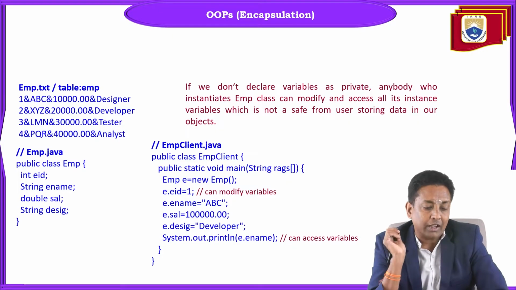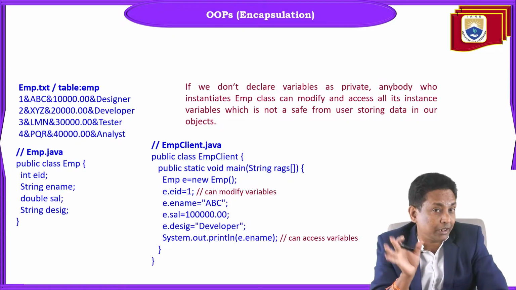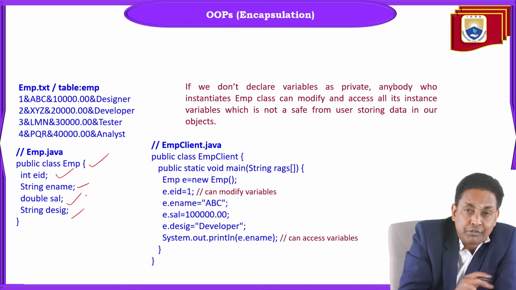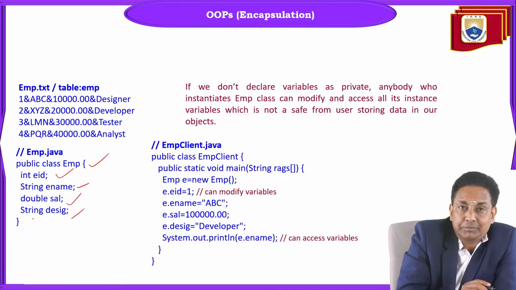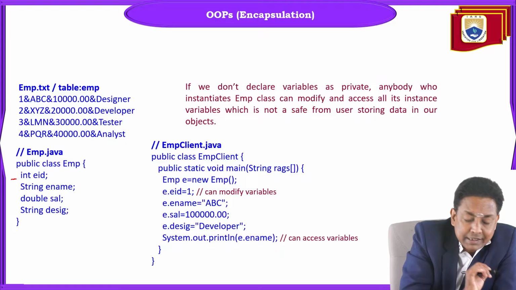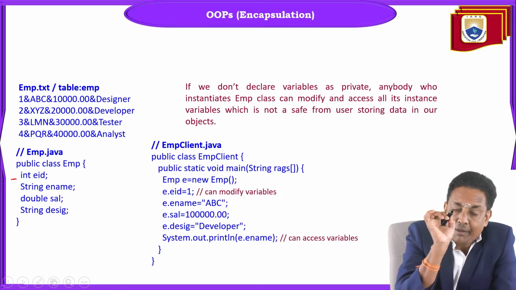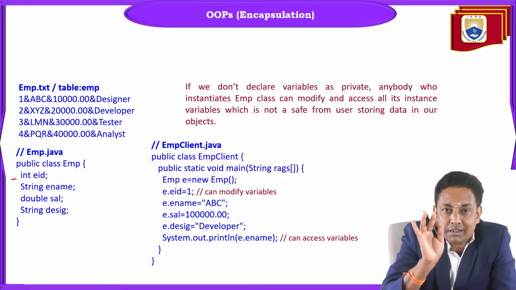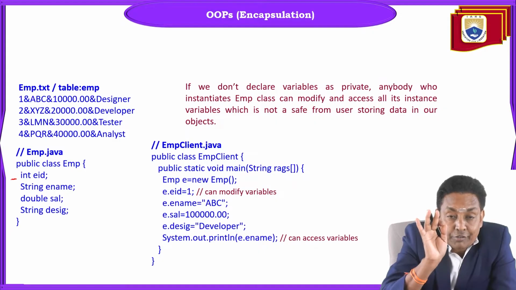For example, if you take an employee class, there is no encapsulation here. We simply declared one public class employee, and we declared 4 variables: employee ID, employee name, salary, and designation, of different types: int, string, double, string. If you declare variables normally without prefixing an access specifier in Java, these variables are called default access specifier variables.